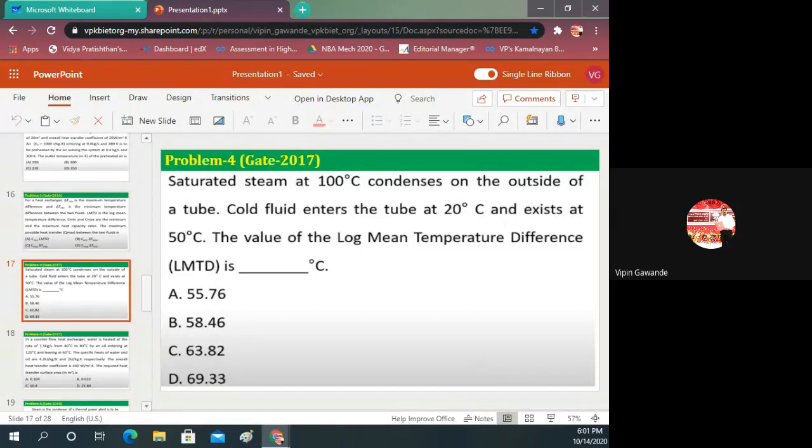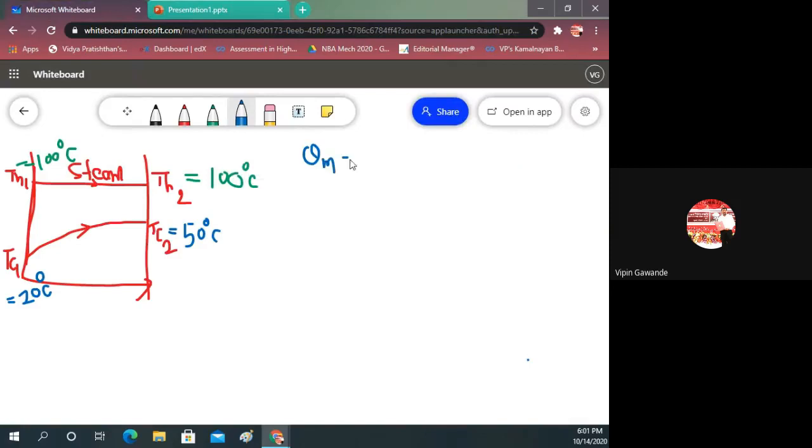So this is a very simple problem. We have to calculate the value of the log mean temperature difference, theta m. First of all, write down the formula for theta m. What is the formula? Theta 1 minus theta 2, divided by ln of theta 1 divided by theta 2.